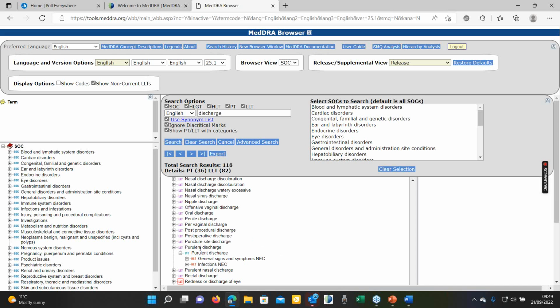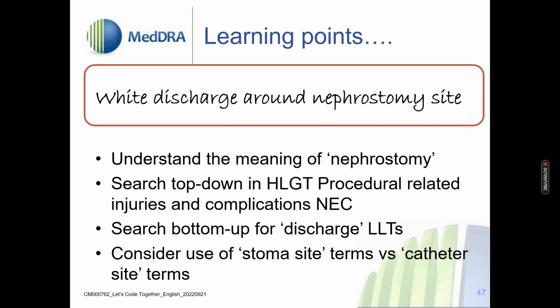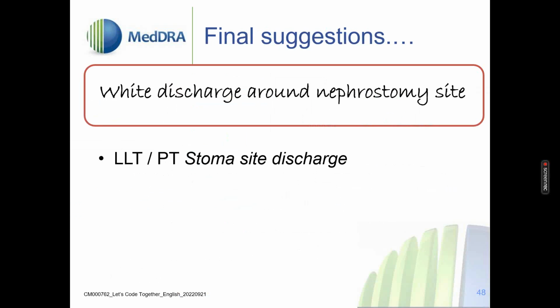We can see there by the hierarchy of purulent discharge, it has a link into the infections system organ class because that's the primary, so I wouldn't choose that one, although the white makes you think, is it an infection? So I would look through these to make sure I haven't missed anything, and it's better to choose a site term. So my preference would be stoma site discharge.